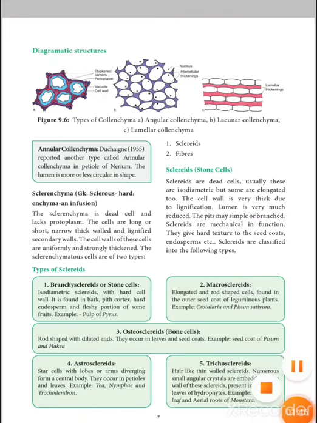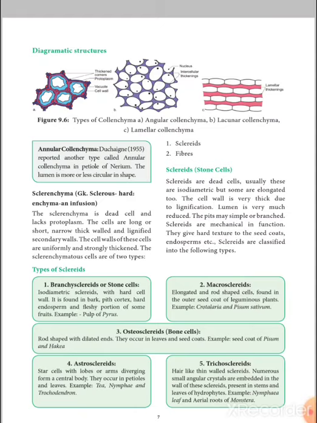These types of sclereids are isodiametric with hard cell wall. It is found in bark, pith, cortex, hard endosperm and fleshy portion of some fruits, for example, pulp of pyrus. The second type is macrosclereid, elongated and rod-shaped cells. These are found in the outer seed coat of leguminous plants, for example, Crotalaria and Pisum sativum.